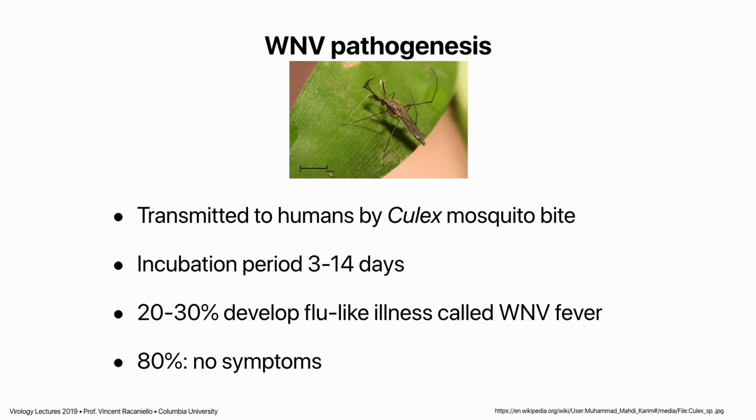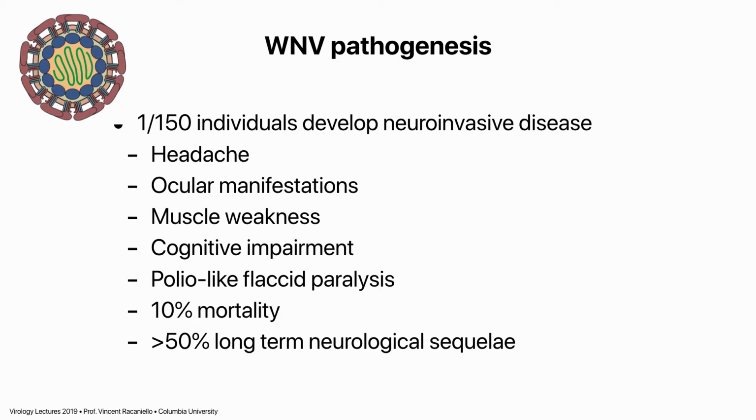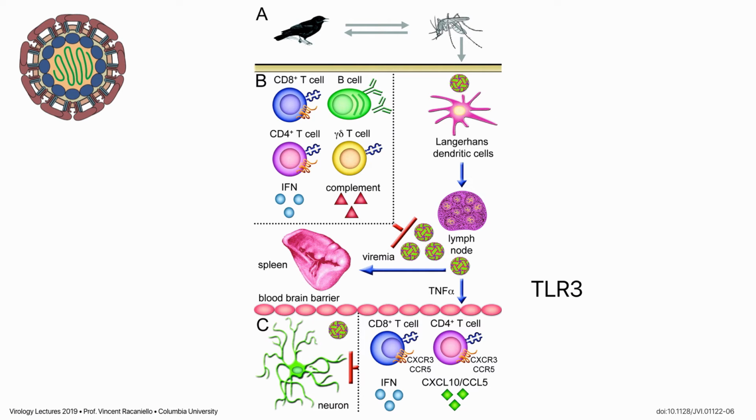So you get bitten by a mosquito, short incubation period, you get a flu-like illness called West Nile fever. 80% of people have no symptoms, but of the rest, 20 to 30%, they can develop severe neuroinvasive disease, which involves headache, eye issues, muscle weakness, cognitive impairment. A lot of these individuals have long-term cognitive issues, polio-like flaccid paralysis. So this is a serious infection, so we're working on a West Nile vaccine because if you're outside in the summer, in the warm months, you're at risk for being bitten by a West Nile infected mosquito.